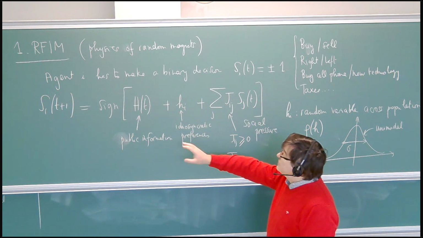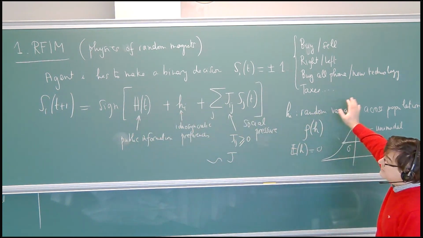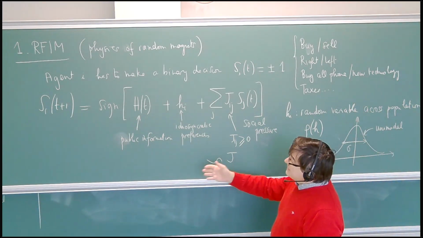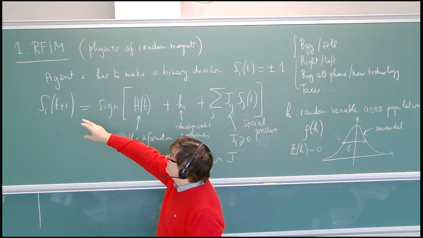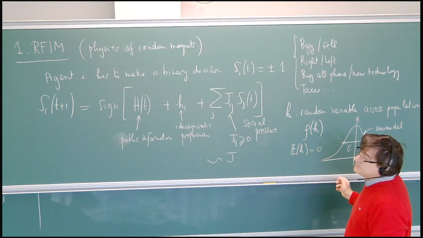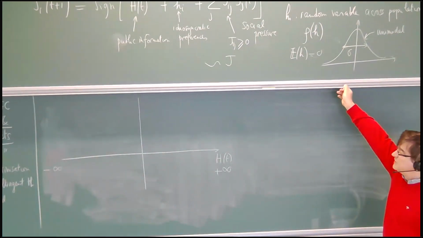And then as h increases, we expect that more and more people will get convinced to buy a cell phone or to vote left or right or to buy the stock market, whatever. And you expect that SI will progressively flip from -1 to +1. And when h goes to infinity, you expect that everybody's convinced. And so all the SIs are equal to 1.